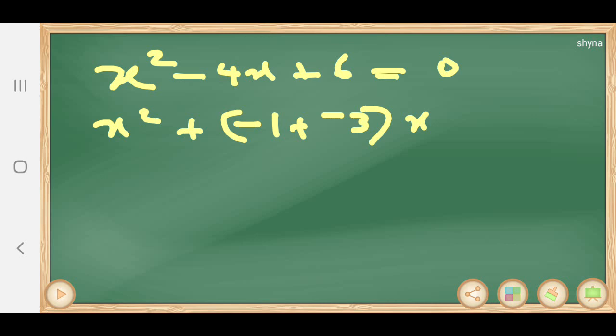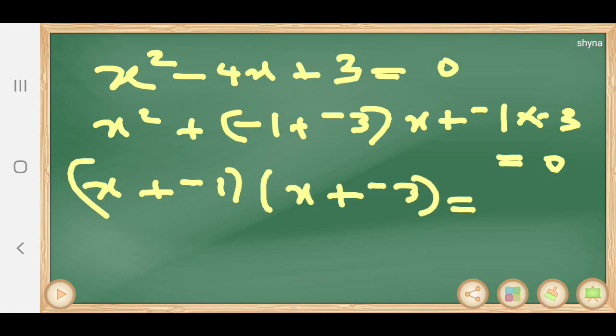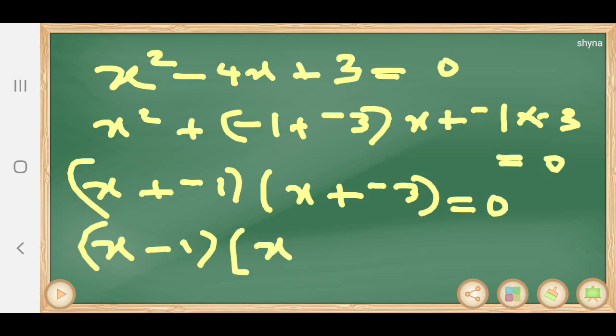Here 3, 6, 3 already taken, here 3. Plus minus 1 into minus 3, that one equal to 0. Yeah, x square plus a plus b into x plus a into b means x plus a. That is, a is minus 1 into x plus b, b is minus 3 equal to 0. X plus minus 1 equal to 0 means we can write x minus 1 into x plus minus 3 is x minus 3 equal to 0.